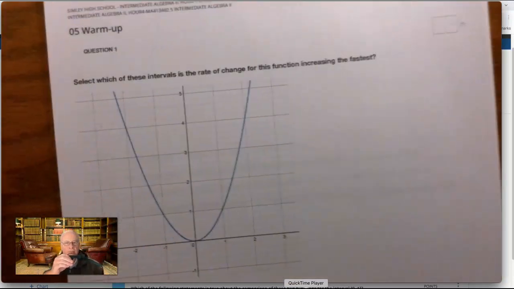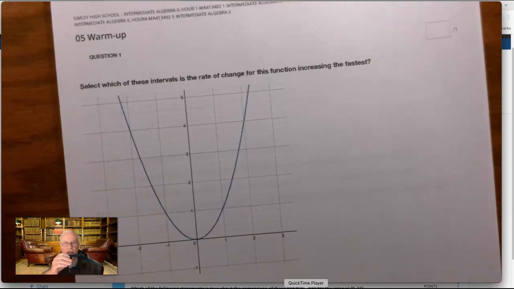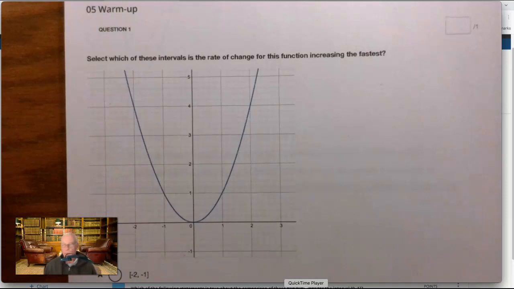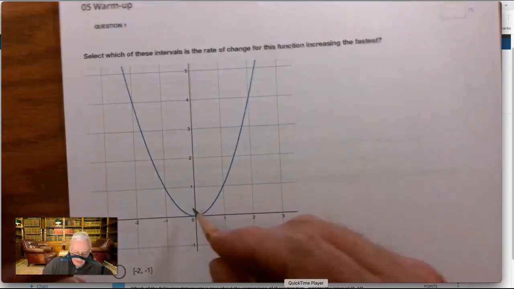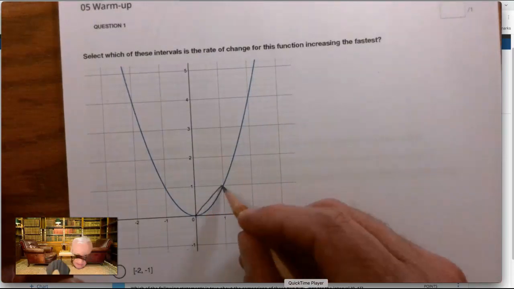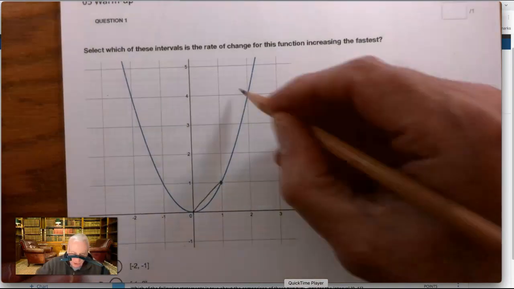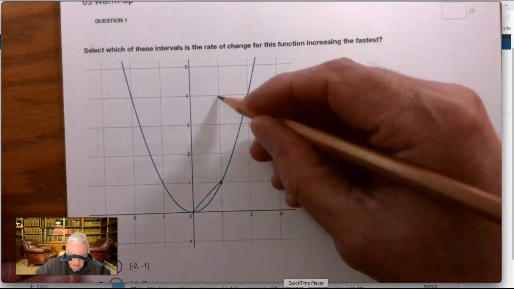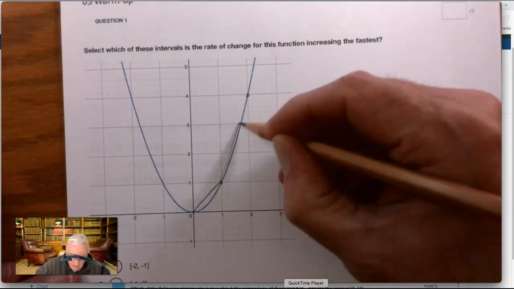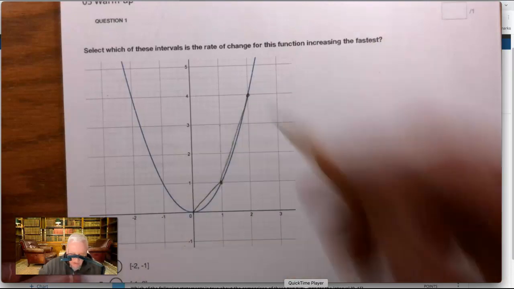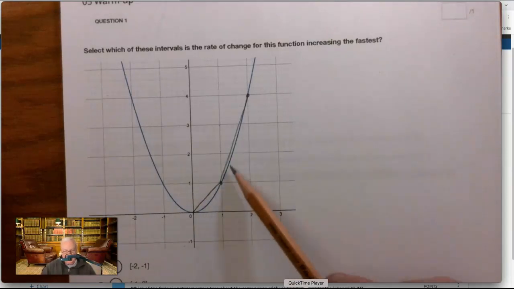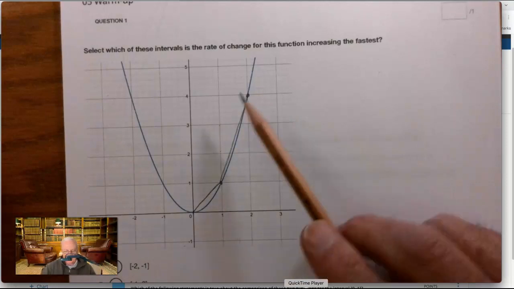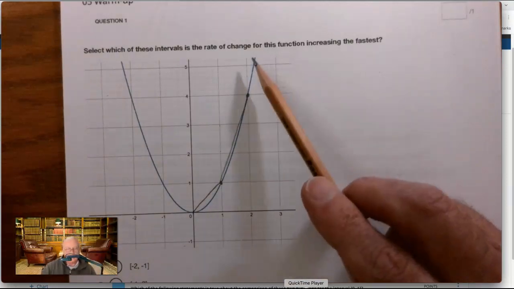All right, number one. It says, which of these intervals is the rate of change for this function increasing the fastest? Which has the highest positive slope? And again, it's decreasing here, so it's not on that side. It's got to be on this side. To go from 0 to 1, the slope is 1 right there. But to go from 1 to 2, the slope is 1, 2, 3 over 1. It's much steeper right here. This rate of change is greatest of the ones they give you. 1 to 2 right here. Okay? Guys, it's a quadratic, and as x gets big, the rate of change continues to increase.